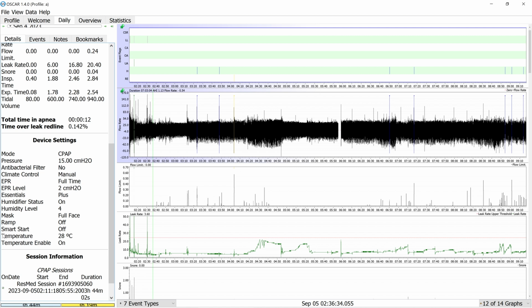Kind of useless if you ask me. Temperature, which is the temperature of the tube. Temperature enable, I honestly don't know what that means.